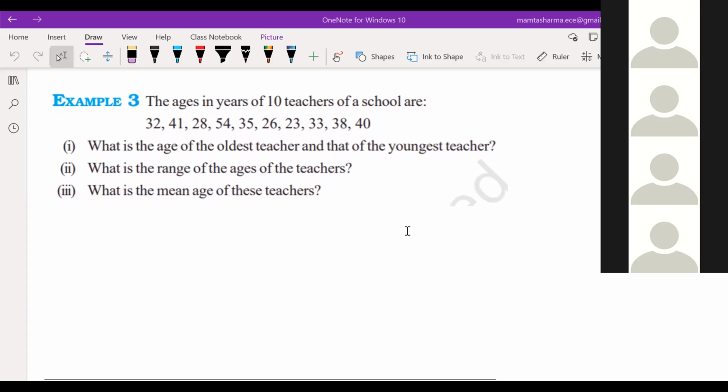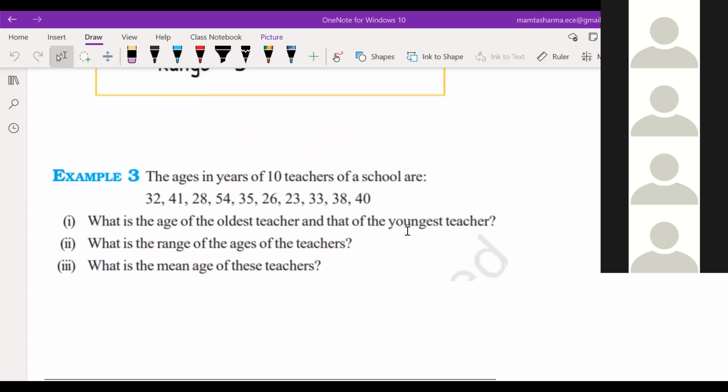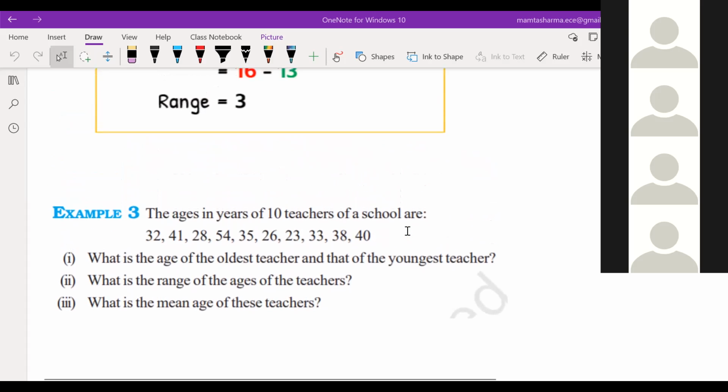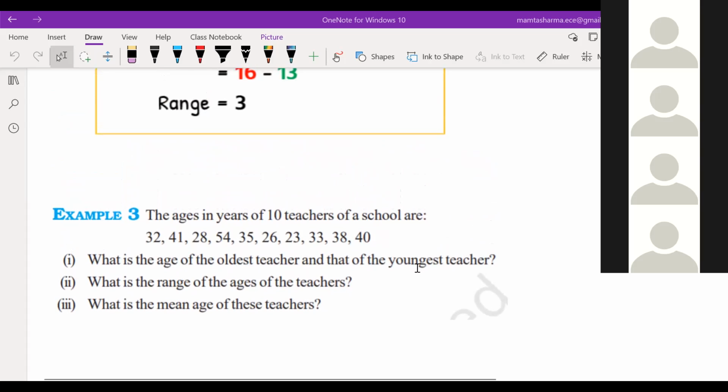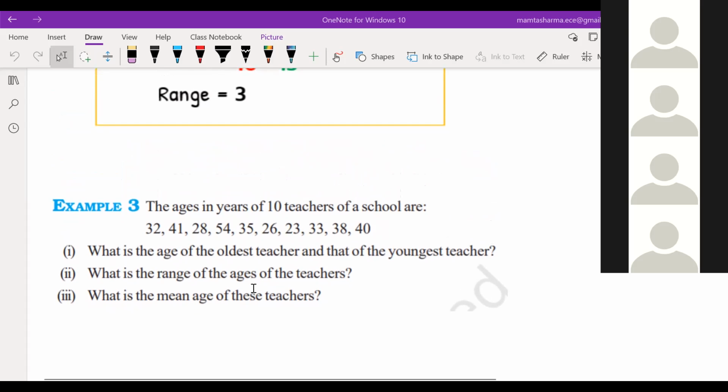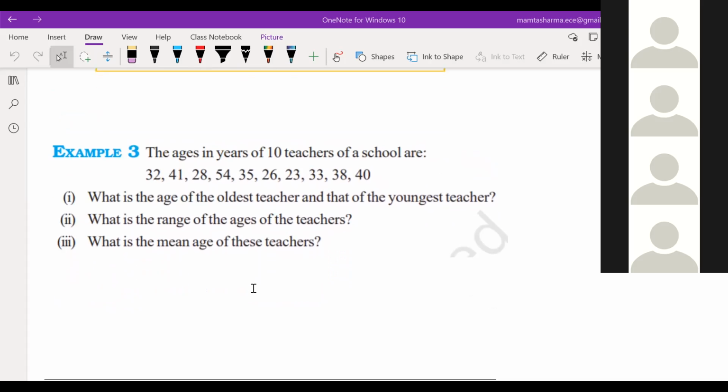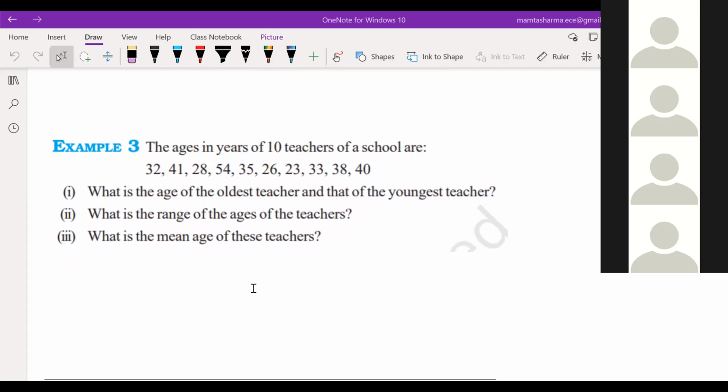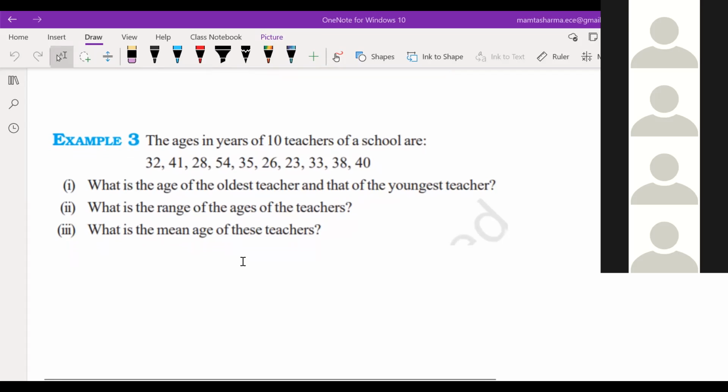Yes, ma'am. Okay, so the age of the oldest teacher is 54. The youngest teacher is 23. What is the range of ages of the teachers? Oldest minus youngest, 54 minus 23. Ma'am, that is 21. Okay, what is the mean of these teachers?